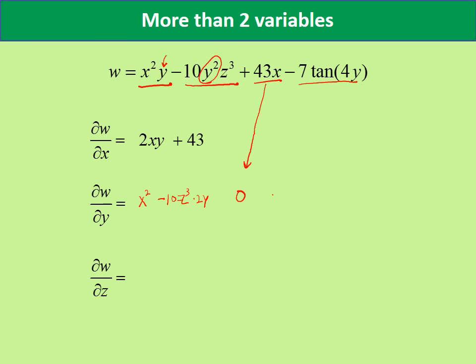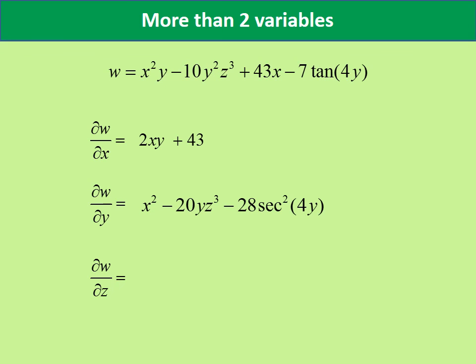We'll copy down the negative 7. The derivative of tan of anything would be secant squared of that times the derivative of 4y. So there's our derivative. We can simplify some.